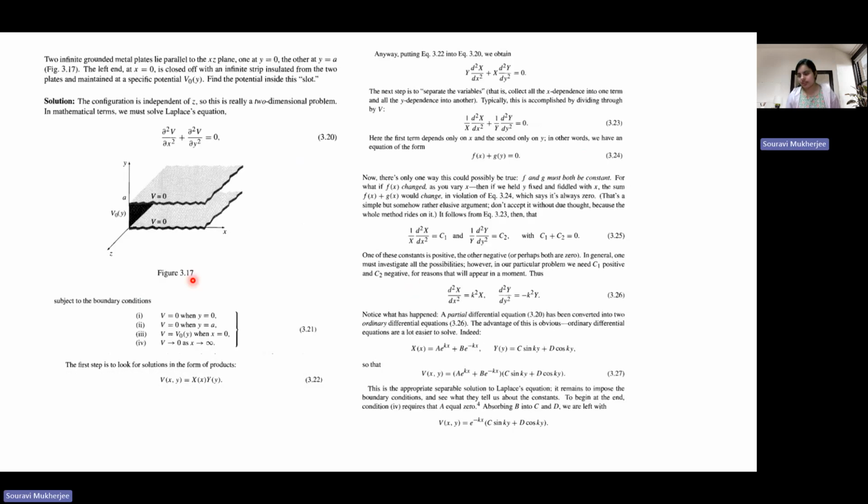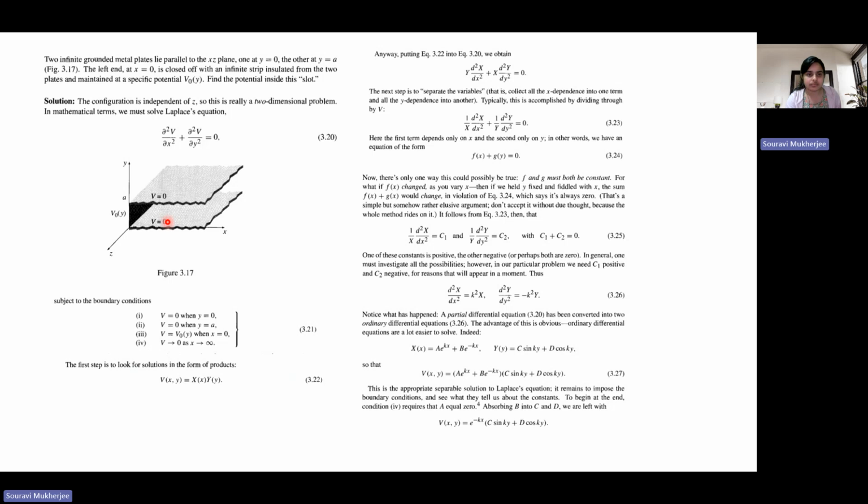So now, based on what we just discussed, let us try to solve for the Laplace equation. So we start with a two-dimensional problem. Two infinite grounded metal plates. So you have these two plates, and both of them are at potential 0.